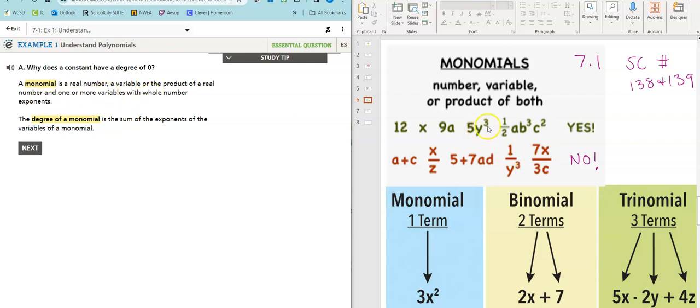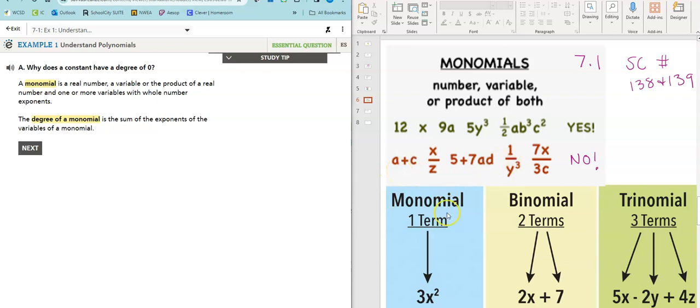Now, it does say that the variables have to have whole number exponents, so we can't have fractional exponents, which would relate to radicals, and we can't have negatives either. We need whole number exponents. These in green are monomials. The examples in red are not monomials. When I add two variables together, that's not a monomial. If I divide two variables, that's not a monomial. Here I have another division. These are not monomials, okay?